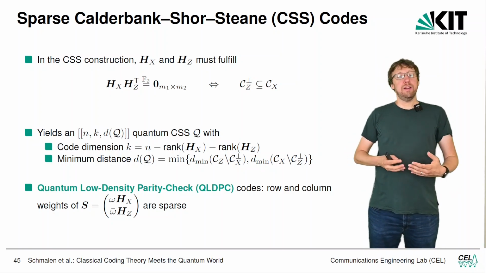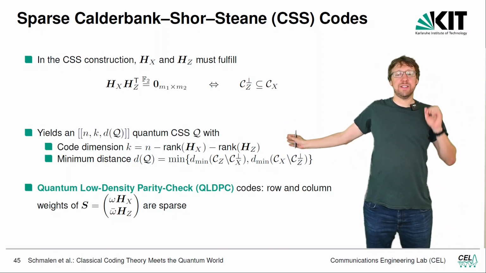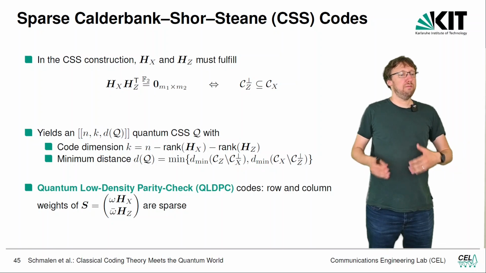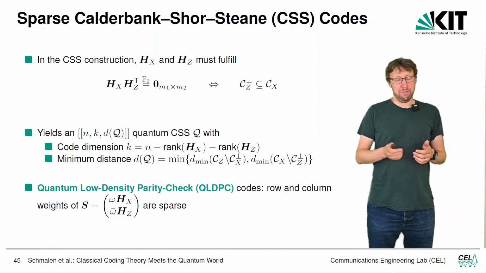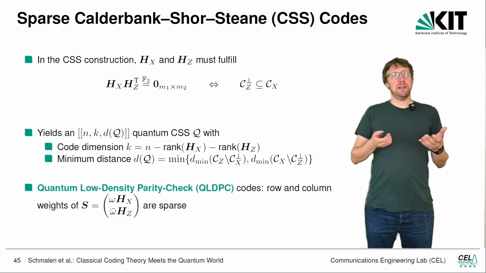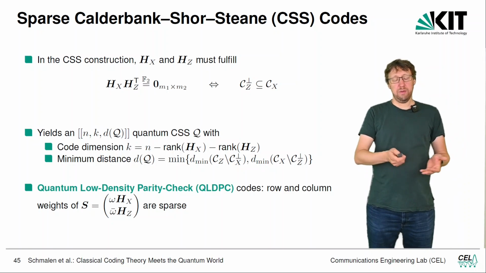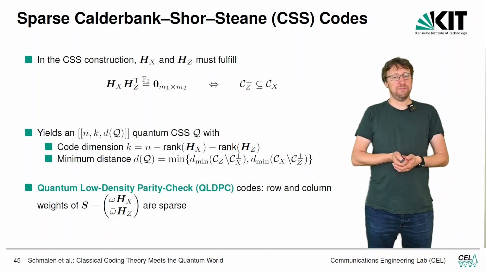And this immediately brings us to LDPC codes, because we can define HX and HZ to be LDPC codes. We have sparse parity check matrices and we get a sparse check matrix. And these quantum LDPC codes are nowadays very, very important quantum error correcting codes.